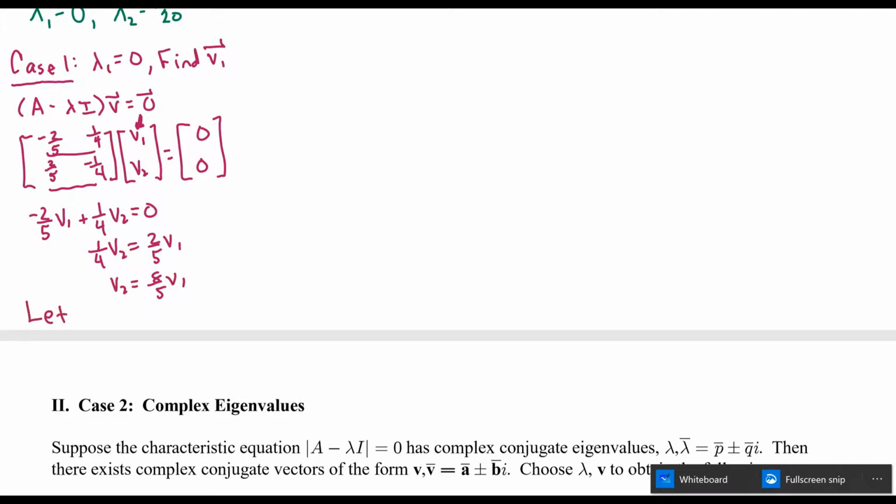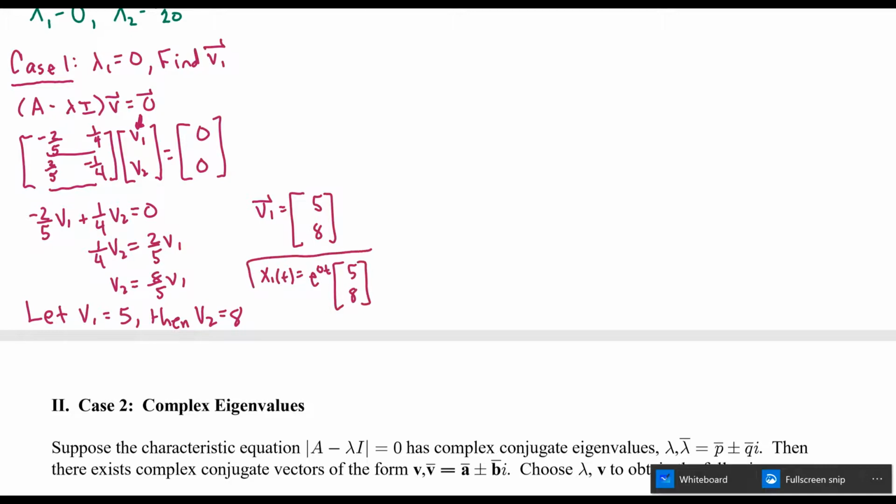But I want to choose something really convenient. Remember, we're dealing with a dependent system here, an infinite number of solutions. I'm just trying to find one representative of the solution. So if I say that V1 is 5, do you see why that's a convenient choice? Then V2 would also be an integer, okay? So our first eigenvector, V sub 1, is going to have components 5 and 8, and our first particular solution then would be e to the 0t times 5 and 8, or just the constant vector 5 and 8.